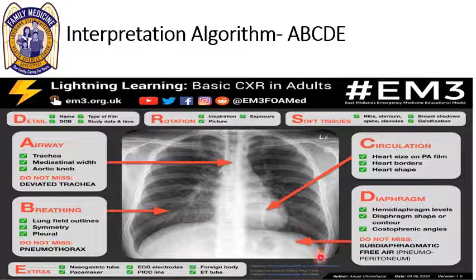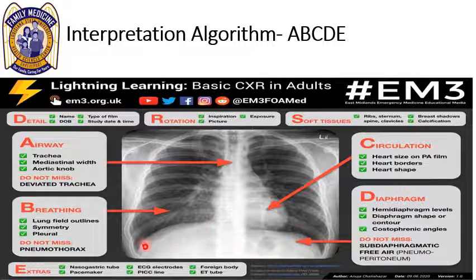As mentioned before, your costophrenic angles, don't forget to check them, and do not miss any type of subdiaphragmatic free air. So this would be pneumoperitoneum. This is a surgical emergency, as those are the easy questions on the exam. It's more likely to find a gastric bubble than subdiaphragmatic free air, and that's because the gastric bubble will be on the left-hand side.